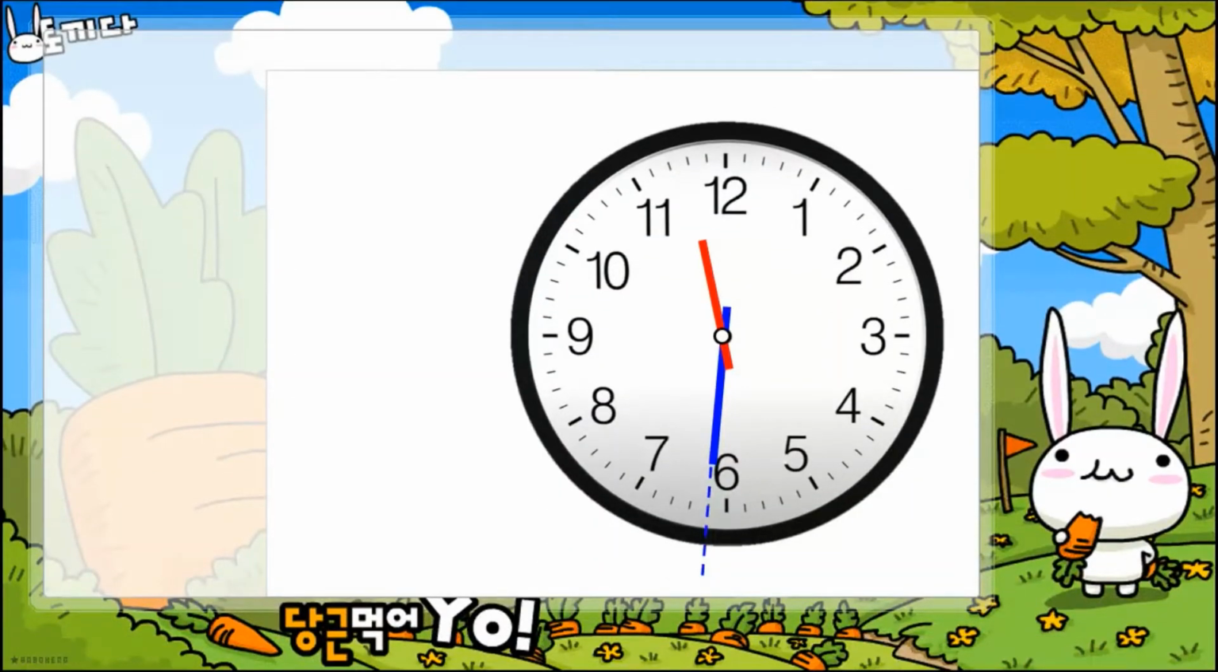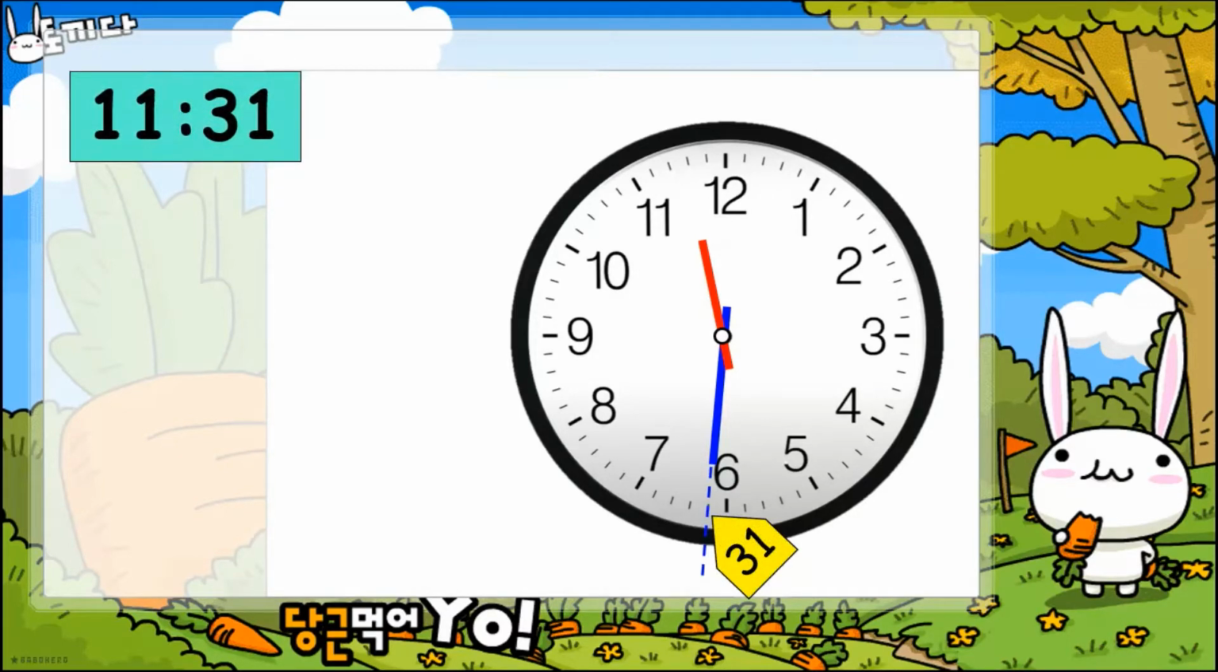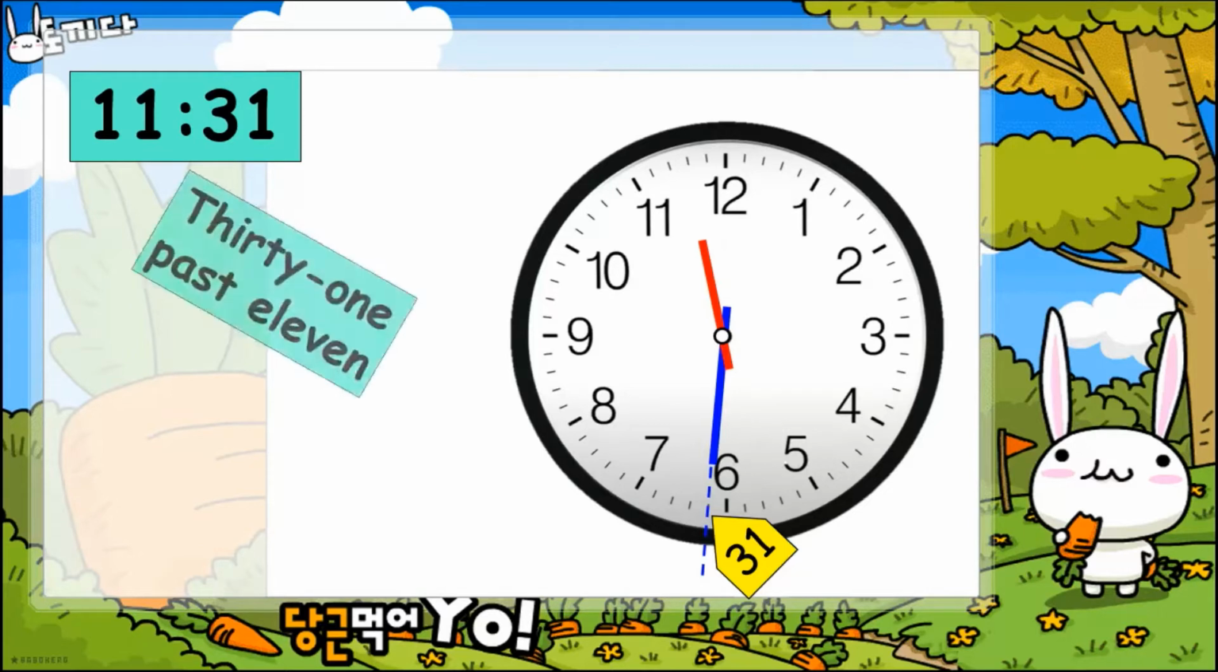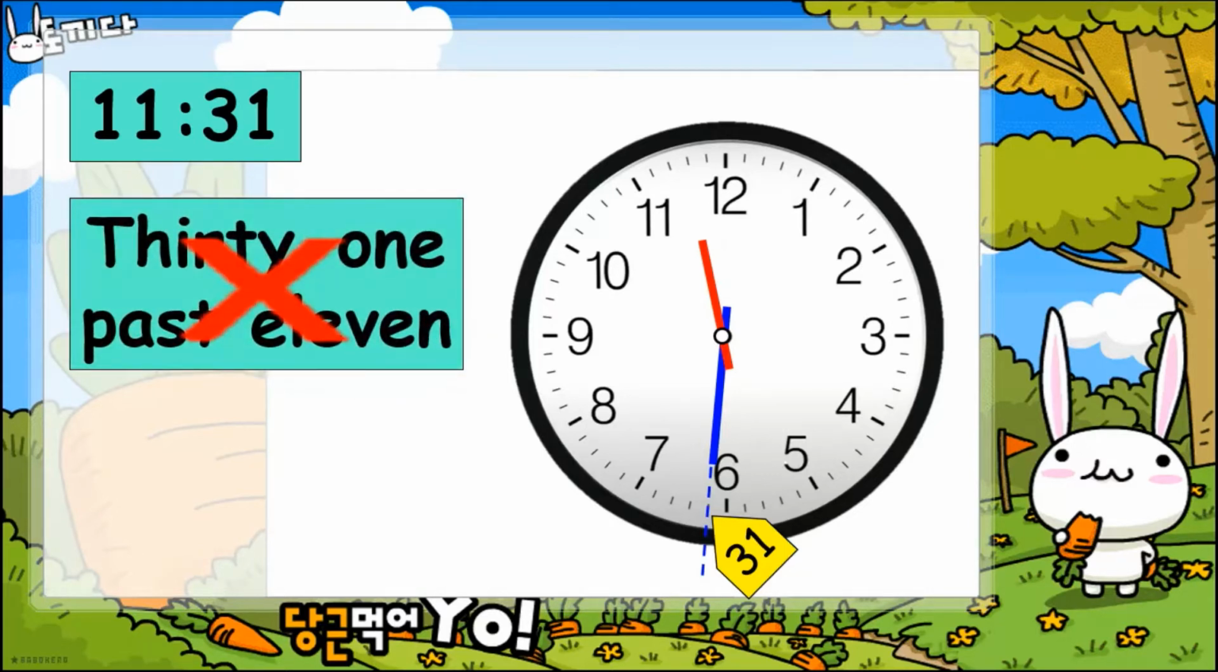Attention here. From 31 minutes onward to 59 minutes, we have to count the remaining minutes to reach the following hour. Let's look at this example. From the picture, the hour hand is pointing at 11, while the minute hand is pointing at 31 minutes. We can simply write it as 11:31, but we cannot read it as 31 past 11 in British style.